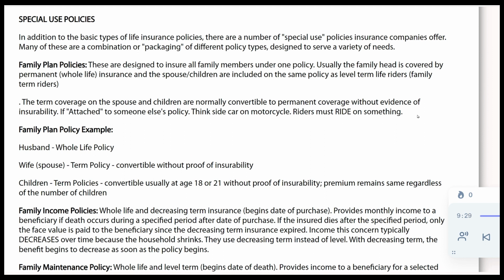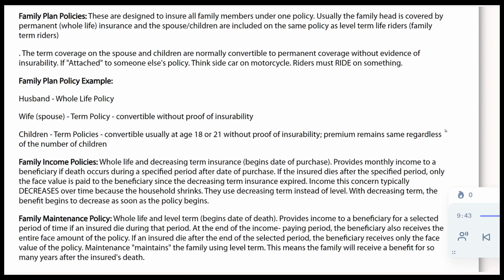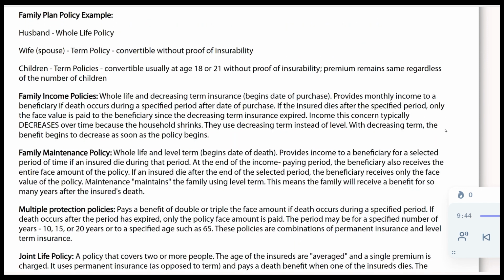The term coverage on the spouse and children is normally convertible to permanent coverage without evidence of insurability, if attached to someone else's policy. Think sidecar on a motorcycle. Riders must ride on something. Family plan policy example. Husband, whole life policy. Wife, spouse term policy convertible without proof of insurability. Children, term policies convertible, usually at 18 or 21, without proof of insurability. Premium remains the same regardless of the number of children.